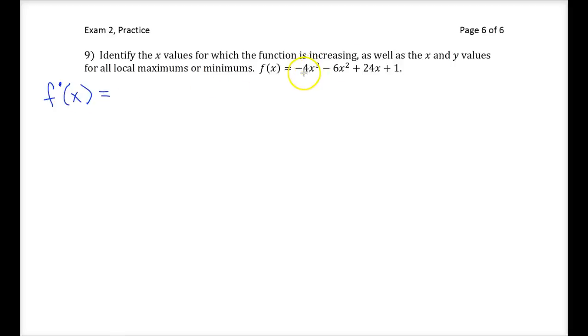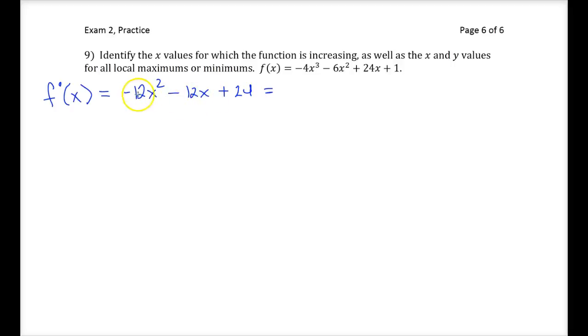Okay, so the first derivative, we take the derivative of negative 4x cubed. That will be a negative 12x squared, minus the derivative of 6x squared, which is just 12x. Derivative of 24x is just 24. And we know that the derivative of 1 is just 0, so we won't write that.